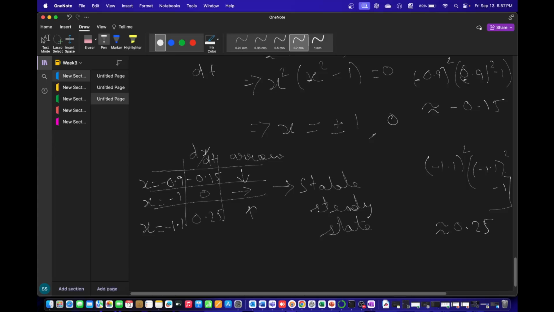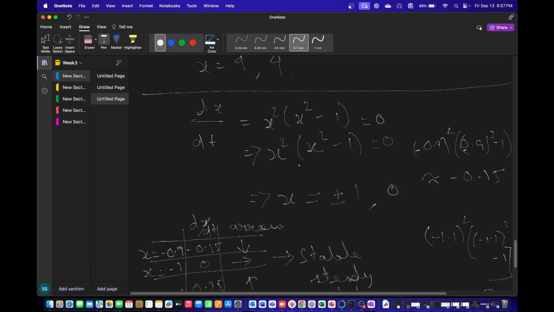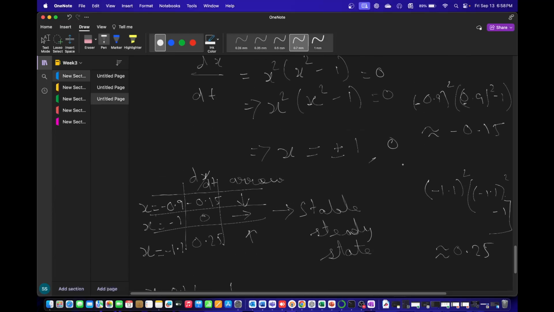Okay, now let's look at x equal to 0. Same thing, so I'm just drawing the same table here. At x equal to 0, your dx/dt is 0, because when you put x equal to 0, this becomes 0. So dx/dt is 0. Now if you take a value slightly higher than 0, so x equal to 0.1, and you put it here.